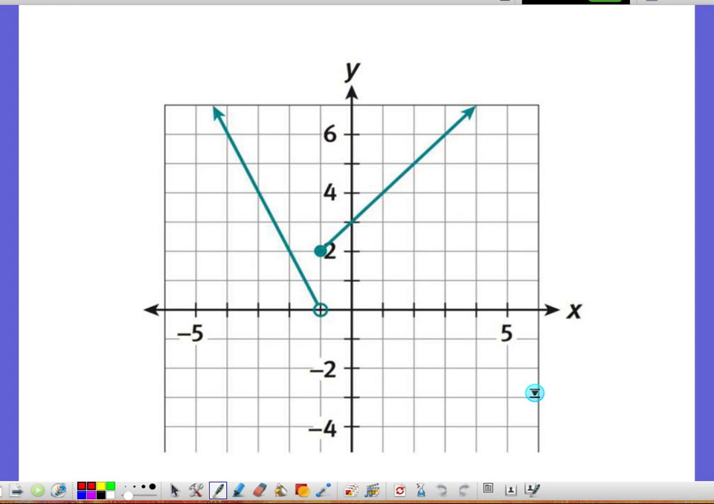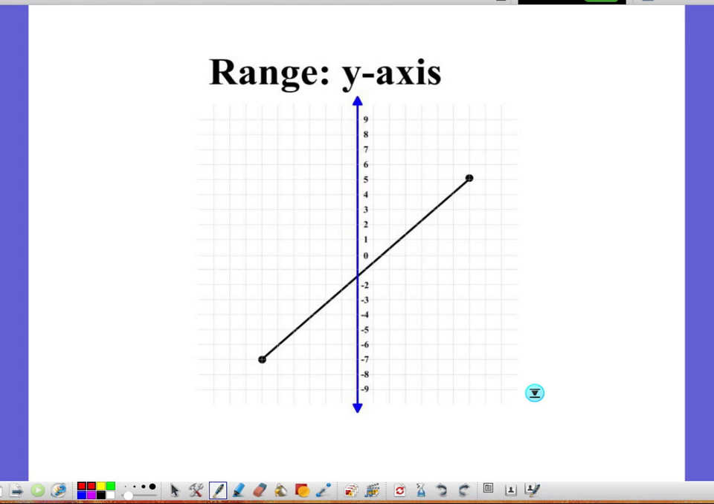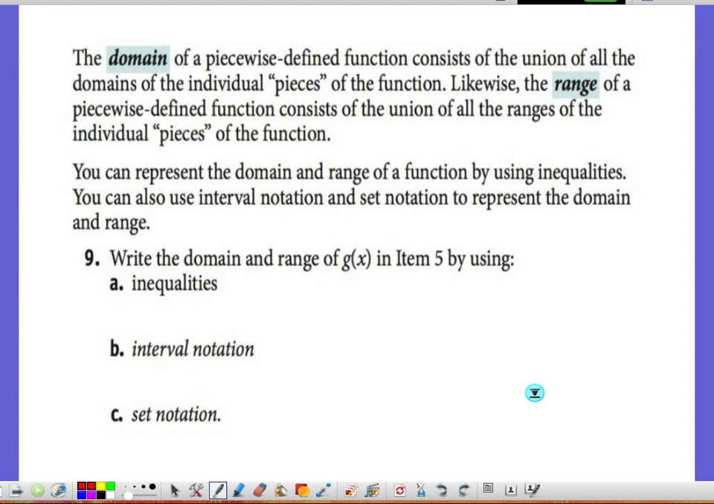Here's the graph again. And when we take a look at number 9, we start talking about domain. So it says the domain of a piecewise-defined function consists of the union of all the domains of the individual pieces of the function. Likewise, the range of a piecewise-defined function consists of the union of all the ranges of the individual pieces of the function. You can represent the domain and range of a function by using inequalities. You can also use interval notation and set notation to represent the domain and range.